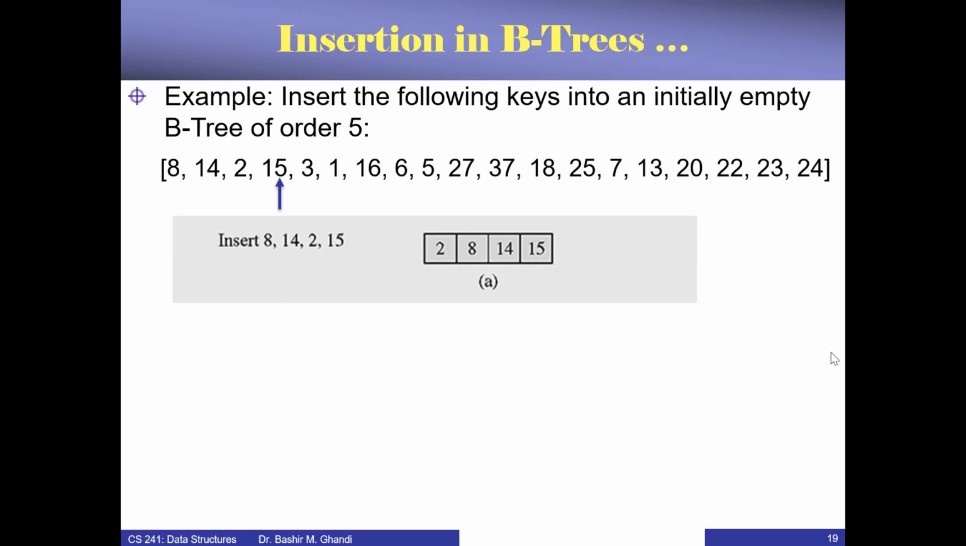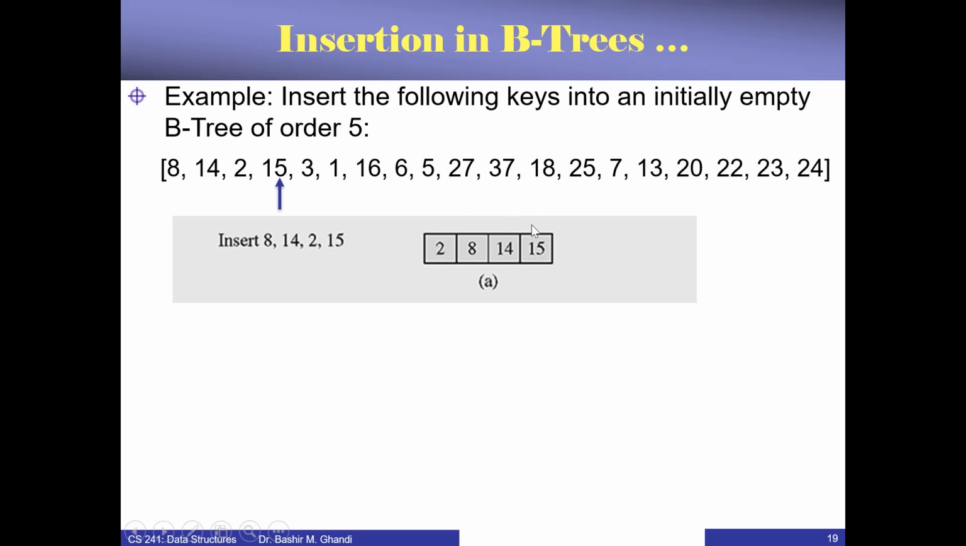Obviously, the first 4 numbers can fit into our initial leaf node. So nothing to do other than making sure they are in the correct order. So we put 8. Then when 14 comes, we see that we have to put it to the right of 8. When 2 comes, we have to put it to the left. And when 15 comes, we have to put it all the way to the right. So all the while we are dealing with one leaf node.